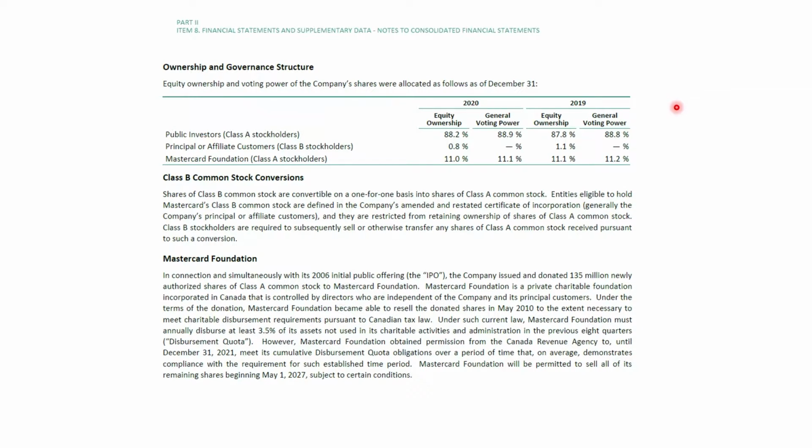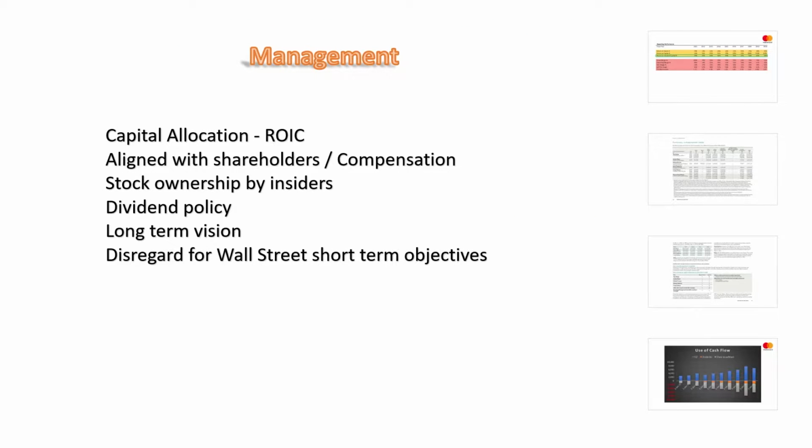Then if we check the ownership structure, 88% of the equity ownership is in public hands and 11% in the Mastercard Foundation. And the Mastercard Foundation will sell this 11% on a gradual basis in, I think, the next few years until 2027. Even though there's a Class A and Class B stockholders, the Class B stockholders have almost no ownership and zero voting. I like the fact that the voting power is in the one that owns the company, public in this case. Let's have a summary of management and the traits I see.